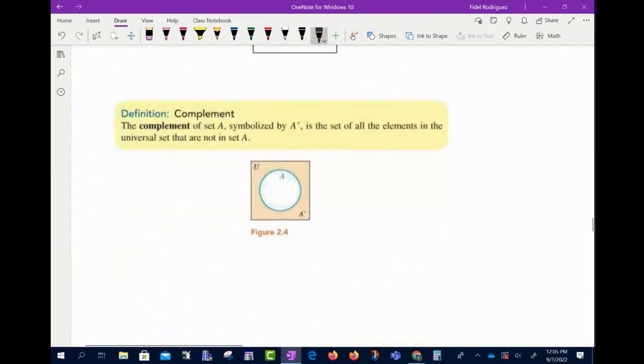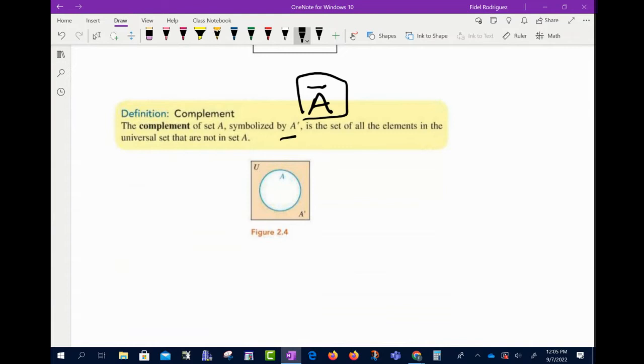Okay, so we have something called the complement of a set. The complement of set A is symbolized by A with an apostrophe. Sometimes, and we're going to do some problems like this too, they write it as A with a little bar on the top. Both of those mean the complement. Whether we use A with the apostrophe or A with a little line on top of it, they both mean the complement.